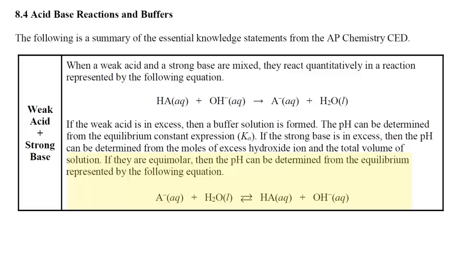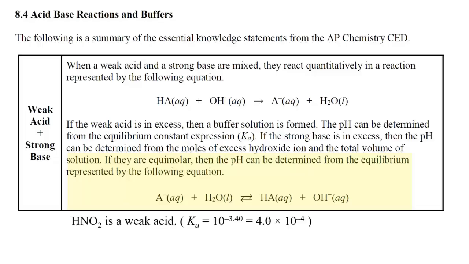At the beginning of the titration, you have HA, and it's reacting with hydroxide, but at the equivalence point, it's the A minus, the formula for the conjugate base, that will react with water to produce not only its conjugate acid, HA, but also the hydroxide ion.